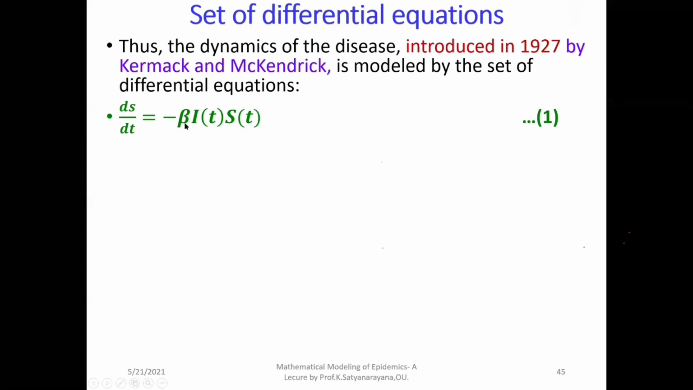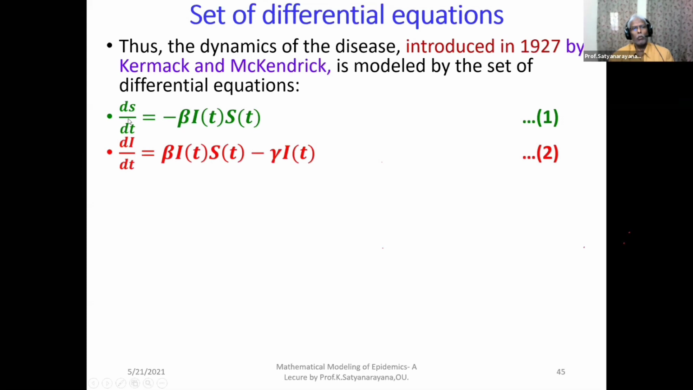And beta is what? Beta is the portion of S that will be infected, and thereby S(t) will decrease. So how much will it decrease? Beta times I(t)S(t). So that means dS/dt is decreasing. And dI/dt, what happens?